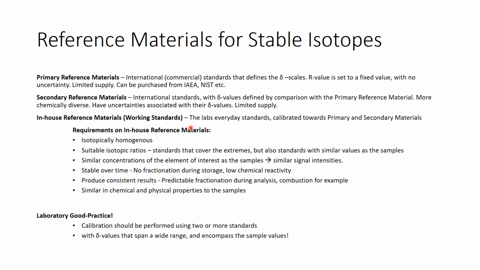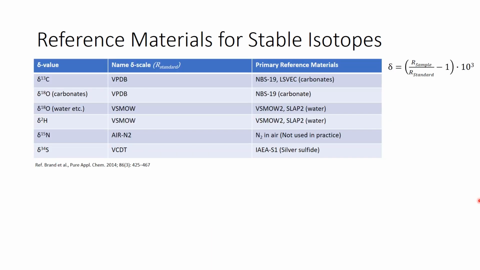Good laboratory practice is that calibration should be performed using at least 2 standards, and they should have delta values that span a wide range that encompass the sample values. So when we report delta values, we do that versus a reference material. For example, if we do a carbon-13 analysis of a sample, we report it versus the VPDB reference material with an isotopic ratio that has been determined by international agencies.